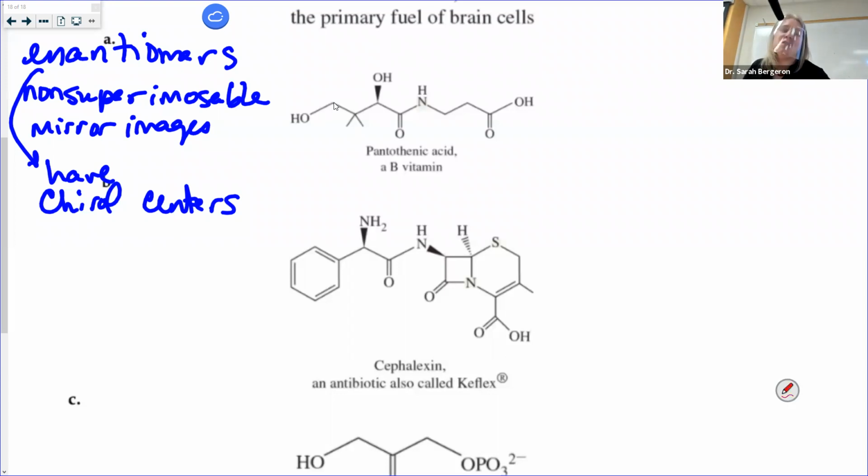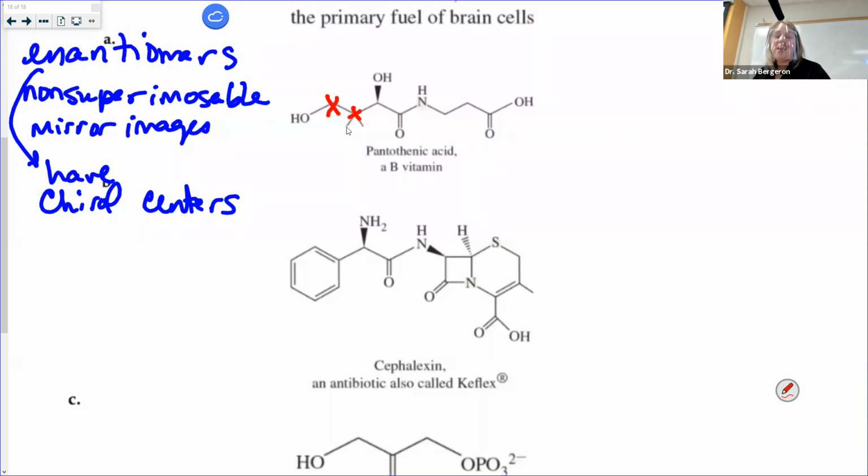There are 2 hydrogens on it, so it can't be chiral. Okay, how about this next carbon right here? Chiral or achiral? Achiral. Why? It has two methyl groups attached to it. The methyl groups are the same, so that one carbon is achiral.